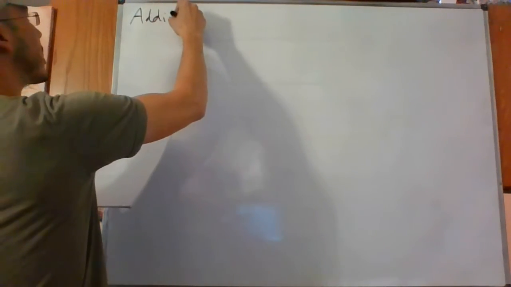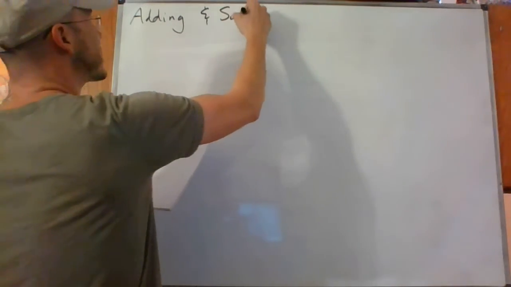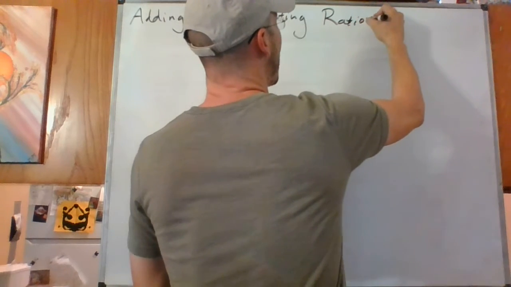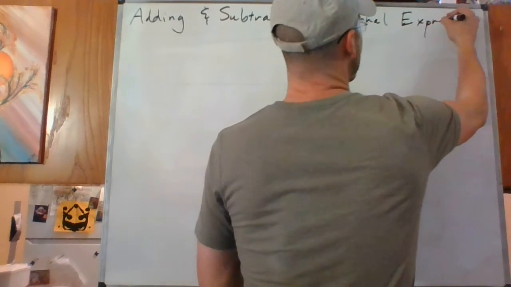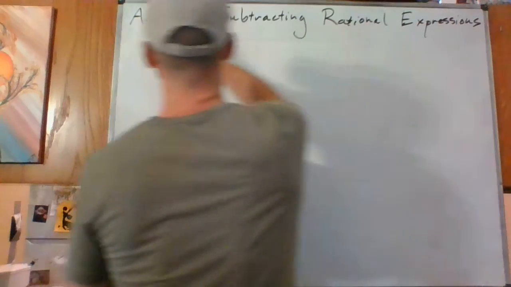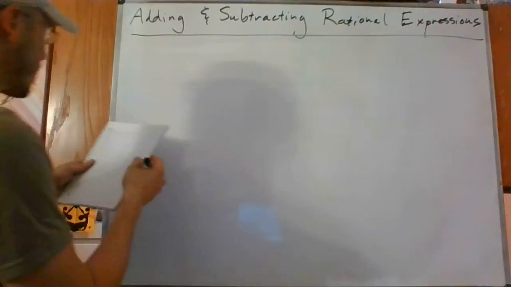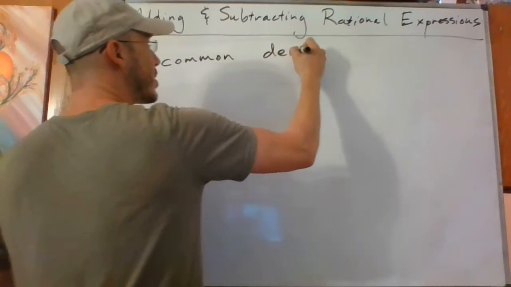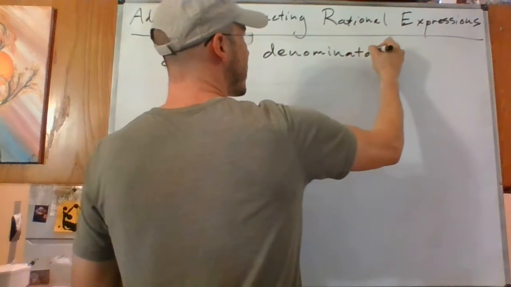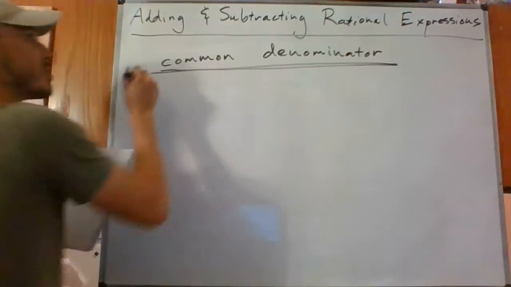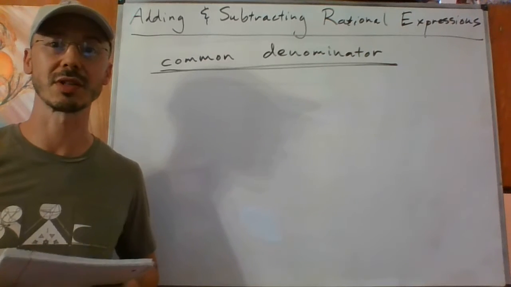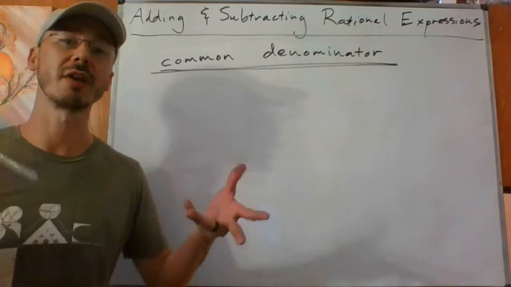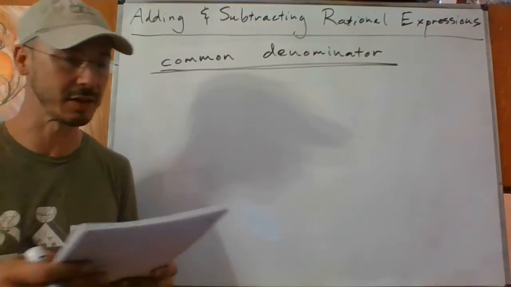adding and subtracting rational expressions. So I'm going to emphasize this again. To do this, we have to have a common denominator between the two rational expressions. If they have unlike denominators, they're not compatible and they don't add directly. You have to modify them so that they have the common denominator.